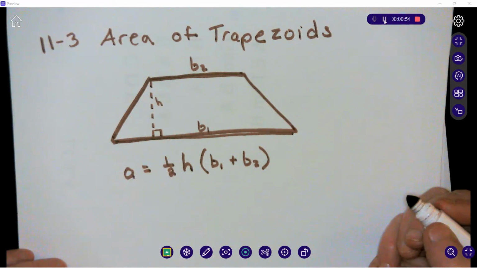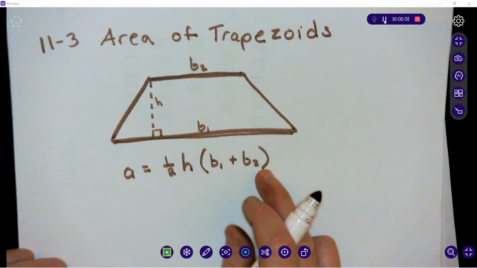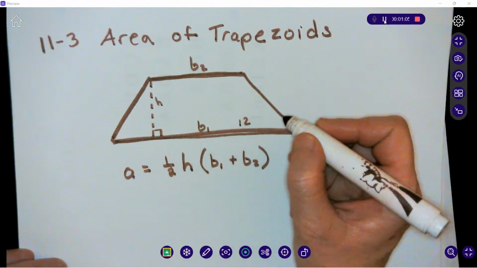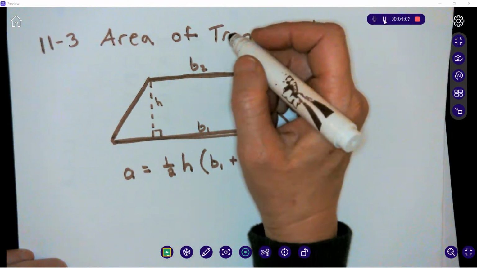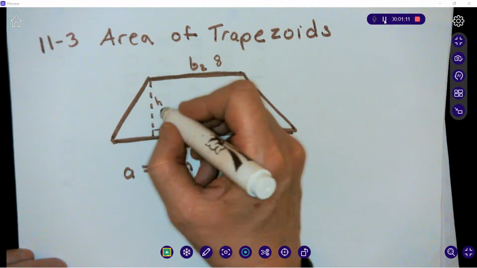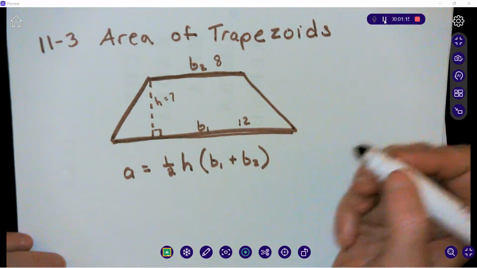So in this, let's take an example. Let's say that this trapezoid had a base of 12. This bottom one would be 12, and that this top base would be 8. And then we're going to call the height of this trapezoid 7. Okay, so let's use our formula to figure that out.